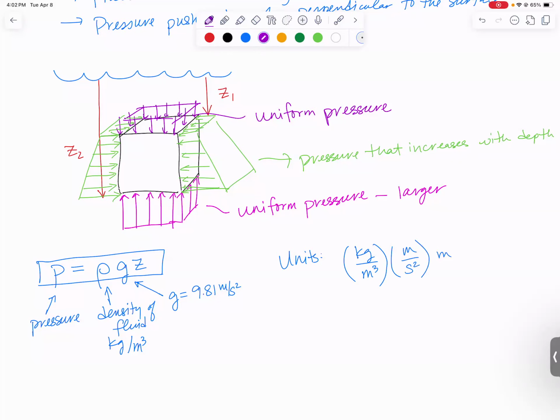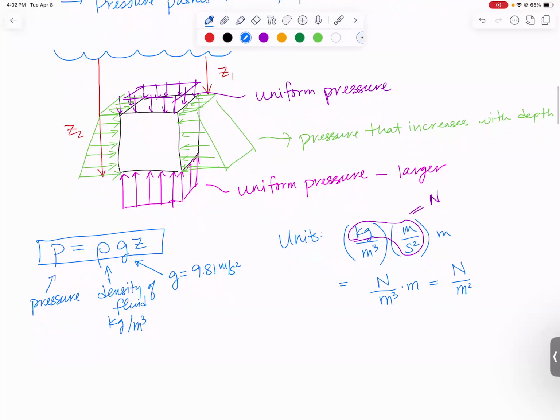And you will hopefully remember that a kilogram meter per second squared, that is a Newton. That's a force unit. So what's going to happen with my units is I end up with a Newton per cubic meter times a meter. I get newtons per square meter. And if you're not familiar with that in SI units, that is called a Pascal, which we use a capital P lowercase a to mean a Pascal.